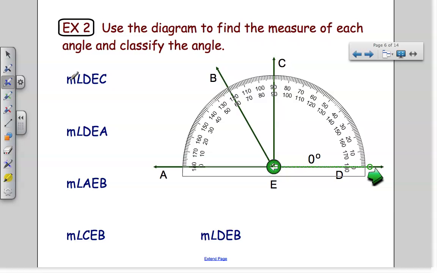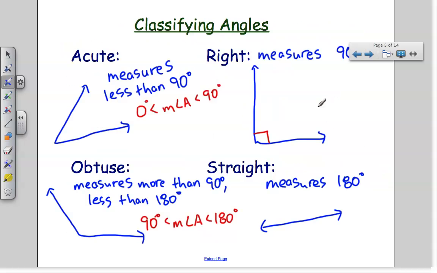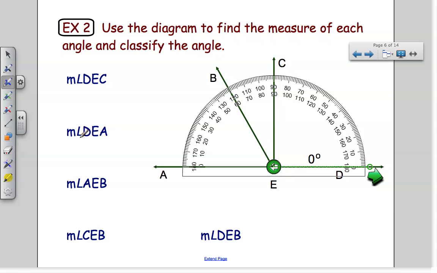Also notice this little M in front, and I did this back here. M means measure of, and you notice I have the angle symbol in front of all these. So I want the measure of angle DEC. Start at D, go to vertex E, which has to be the vertex of all of these, and go out through C. So from D to E, out through C. What is the measure of that angle? What kind of angle is that? I notice it's going right through 90 degrees. The measure of angle DEC is 90 degrees. What kind of angle is that? Well, it's a right angle then.